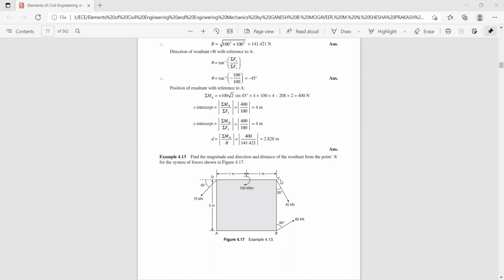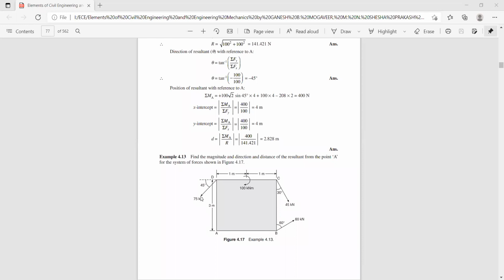Okay, minus 45 sin 60. Again for this one it is plus 60 sin 30, or plus 60 cos 60. So either you can resolve with respect to x or y axis. So you'll get sigma F of x.